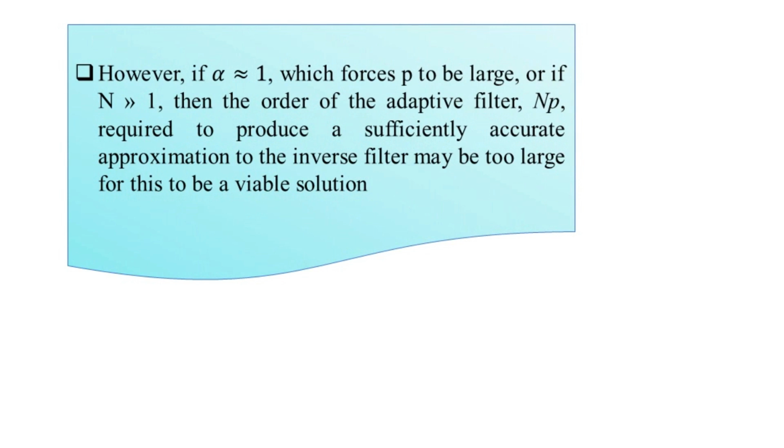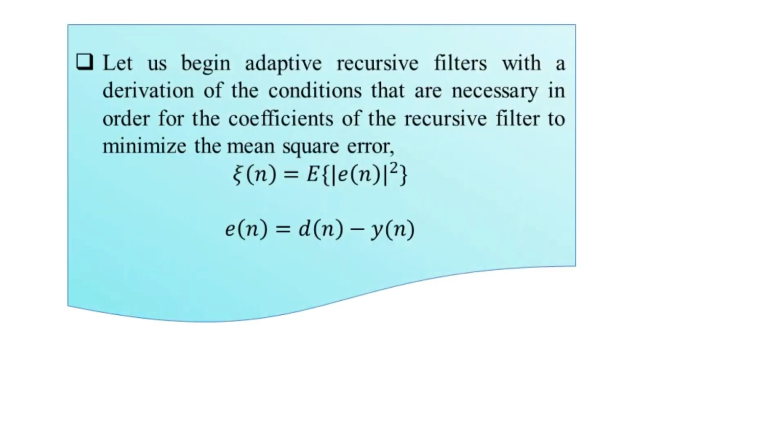So let us start for the adaptive recursive filters with a derivation of the conditions that are necessary in order for the coefficients of the recursive filter to minimize the mean square error. The mean square error can be denoted by the Greek symbol xi, xi of n. This is equal to the expected value of the mod square of e of n, where this e of n, the signal we have already known from the block schematic of the adaptive filter, is the difference signal. So e of n is d of n minus y of n, the difference between the desired signal and the output of the adaptive filter. So y of n is the output of the adaptive filter, whereas d of n is the desired signal.